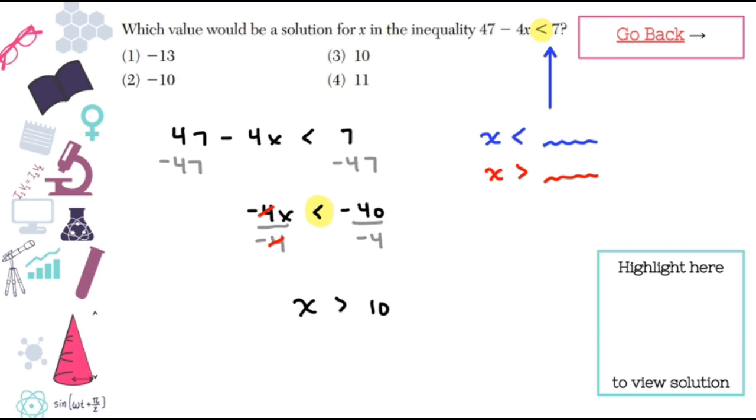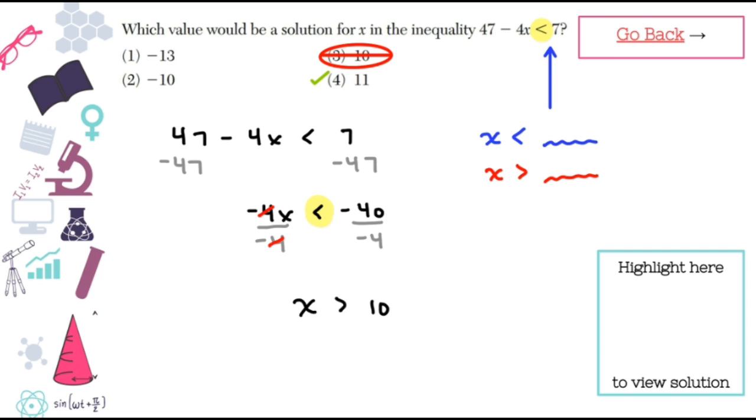And so if we were treating this like an equation, we might be tempted to choose choice 3. But it turns out that choice 3 is actually incorrect. It says that x has to be greater than 10. So the only plausible answer choice here is going to be choice 4, which says that x is 11. And in fact, x can be any value that's greater than 10.